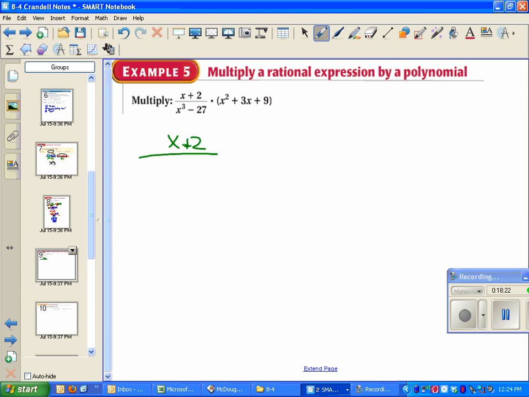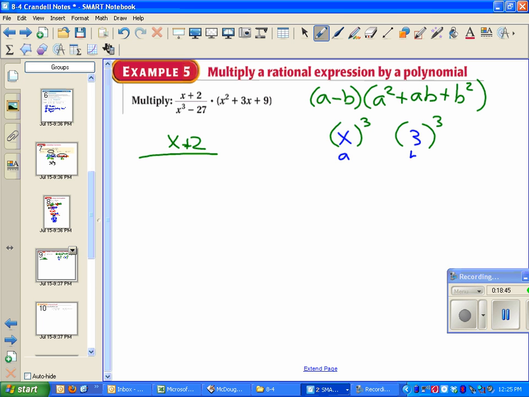X cubed minus 27, that is the difference of cubes. So remember that's a minus b times a squared plus ab plus b squared. All right, so we need to figure out what's being cubed for x and what's being cubed for 27. Hopefully you said x and 3, and that's going to be a and b. So in our formula, we have x minus 3 times x squared, and then we're going to multiply those two together, and it's opposite signs, so plus 3x, and then plus 9.